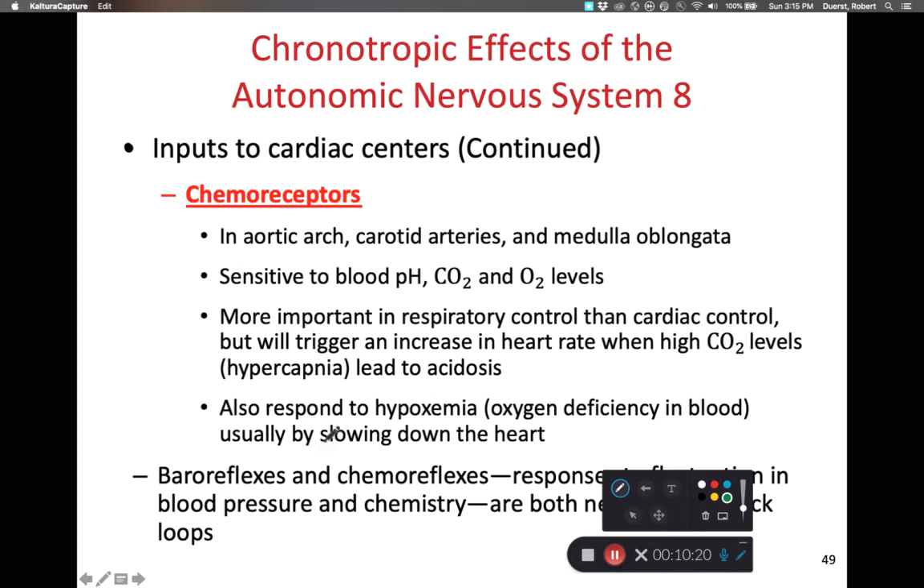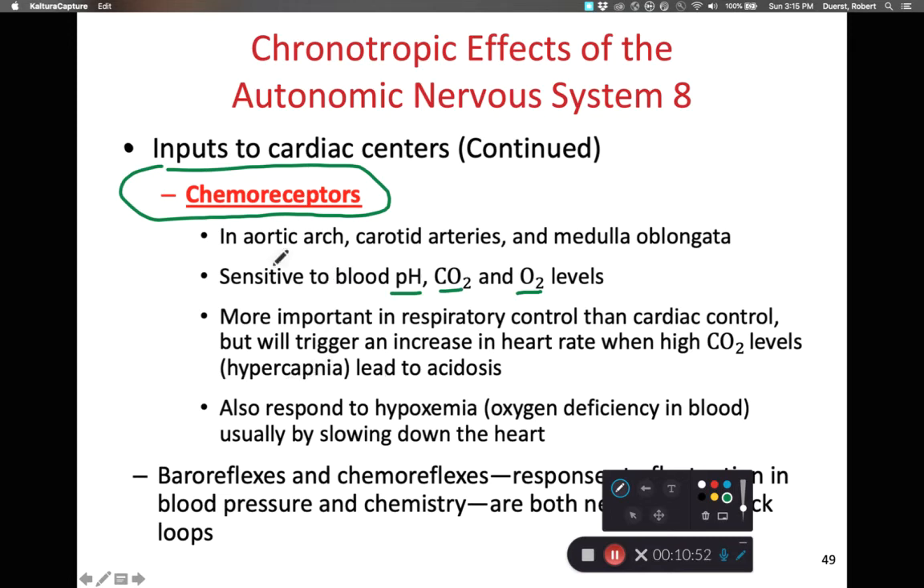We also can have chemoreceptors in our bodies influence the cardiac center of our brain. Chemoreceptors are a category of sensory structures that measure chemical concentrations in our bodies, and they can be measuring different kinds of chemicals. The three most common ones are blood pH, blood carbon dioxide concentration, and blood oxygen levels. We find that we have these chemoreceptors located all throughout the body, but the ones that influence the cardiac centers are located within the aortic arch, carotid arteries, and medulla oblongata.